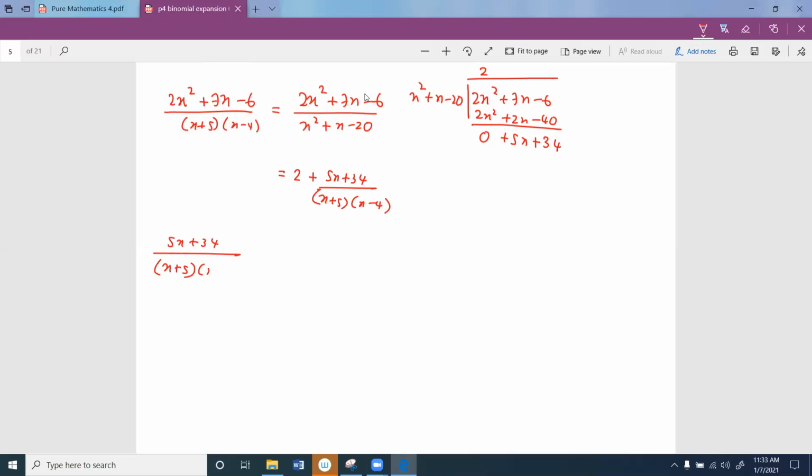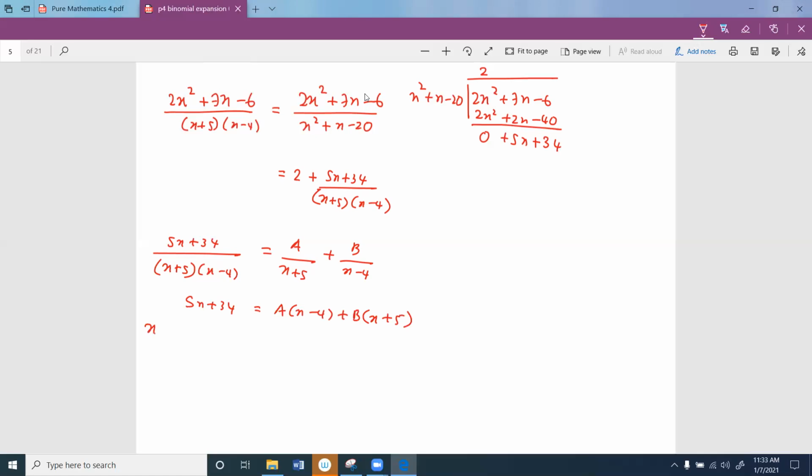For (x plus 5)(x minus 4), you can write this as A over (x plus 5) plus B over (x minus 4). Then if you work it out, it comes to 5x plus 34 equals A(x minus 4) plus B(x plus 5). The denominators are the same, so you can equate the numerators.